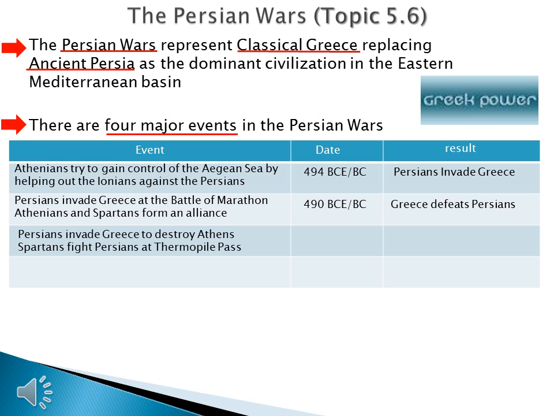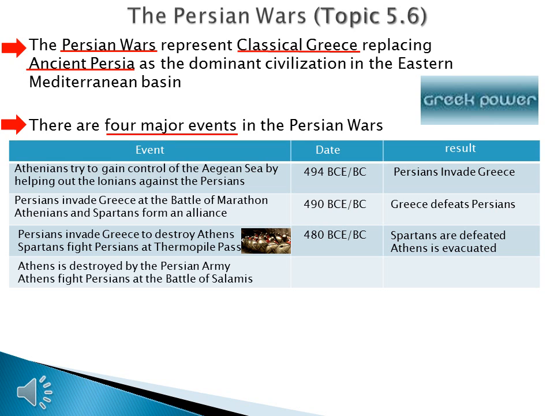The Persians invade Greece to destroy Athens, and the Spartans fight the Persians at the Thermopylae Pass. This happens in 480 BCE, and the result is this: the Spartans are defeated, that's the 300, but Athens is evacuated. We continue with the Second Persian War when Athens is destroyed by the Persian army, but the Athenian navy is still around, and they fight the Persians at the Battle of Salamis. This also happens in 480 BCE, and the result is that Athens wins, and its independence is preserved.